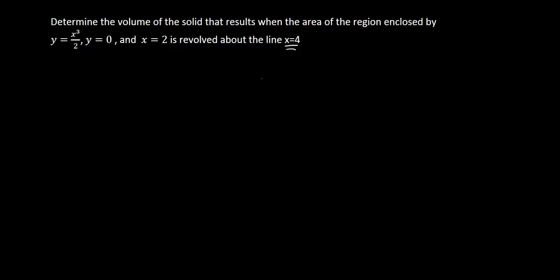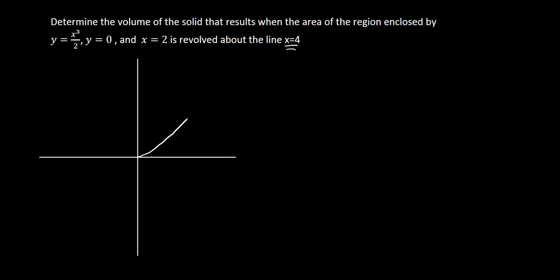If you want to go back, there's another question I put on here. It's going to be my question number 4 from my Calculus 2 volume series. You can watch that first, but I'm just going to quickly go through graphing this scenario. So we have the curve x cubed over 2 in the positive one axis. It's going to look something like this.